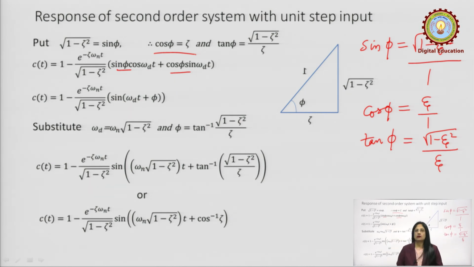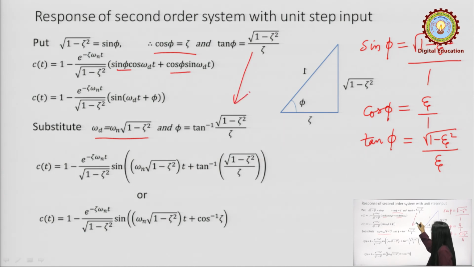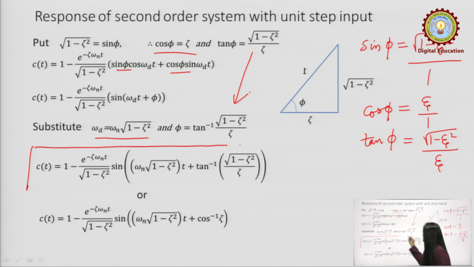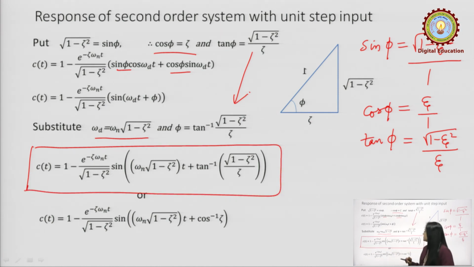We are replacing omega d back with omega n root of 1 minus zeta square, and since tan phi is this, we are putting back the term phi as tan inverse of root of 1 minus zeta square upon zeta. This is directly obtained from here. So, now our equation looks like this. C of t is equal to 1 minus e raised to minus zeta omega n t upon root of 1 minus zeta square as it is, and in place of the quantities we are using this.